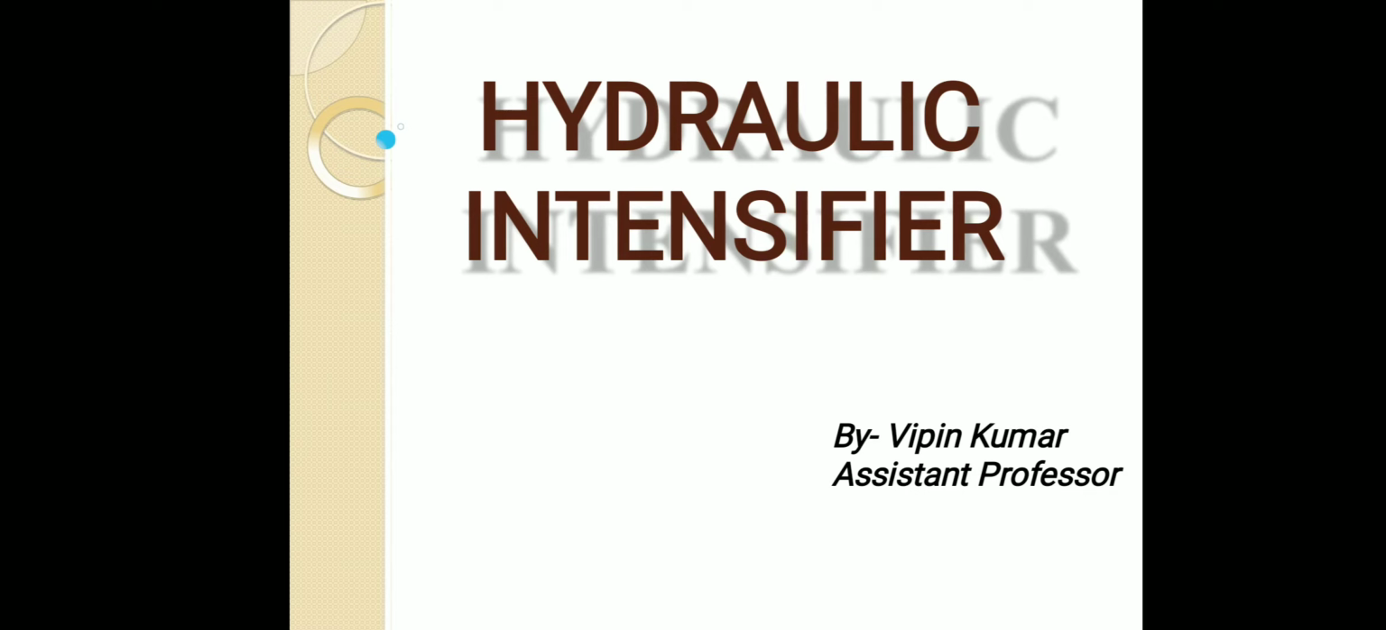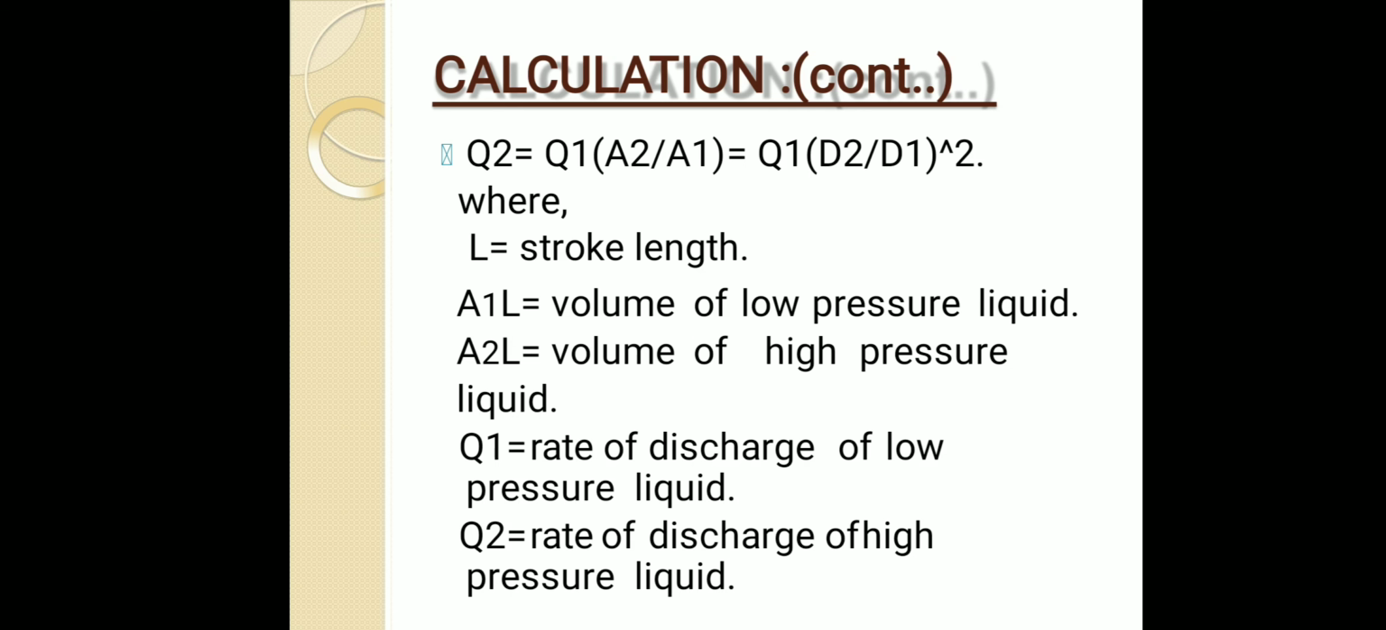Now L is the stroke length of the piston, this movable ram. A1 L is the volume of low pressure liquid, A2 L is the volume of high pressure liquid, Q1 is the rate of discharge of low pressure liquid, Q2 is the rate of discharge of high pressure liquid. So we will calculate both discharges. So this is all about the calculation of the hydraulic intensifier.